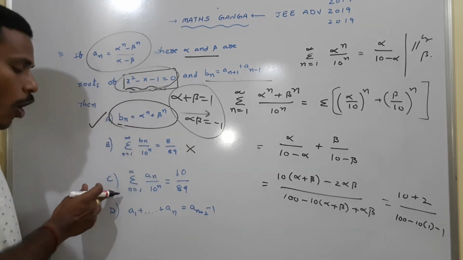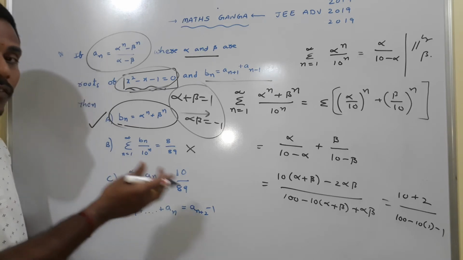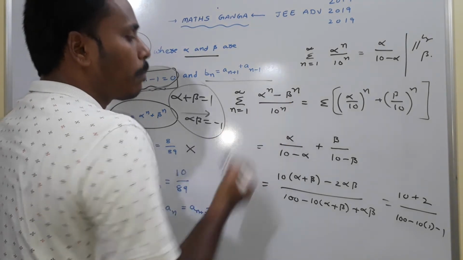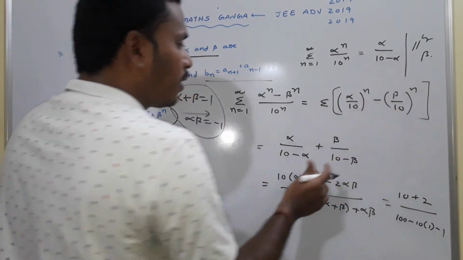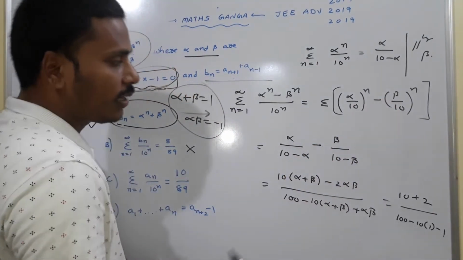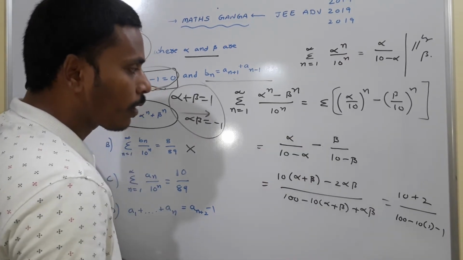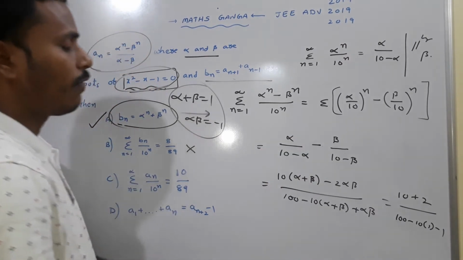So this is the wrong statement. To check whether option C is right or wrong, again we go with the same procedure. What is A in here? Alpha power n minus beta power n, and then 10 alpha minus alpha beta minus 10 beta plus alpha beta.